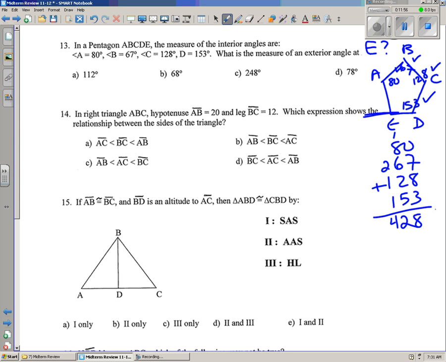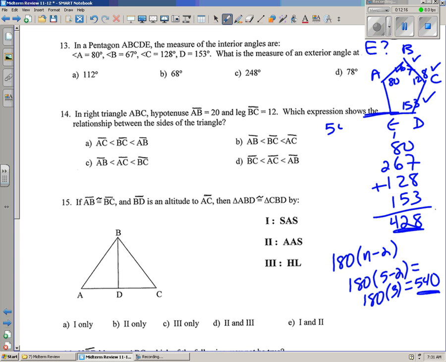Now, the sum of all the interior angles is 180 times n minus 2, which for a pentagon would be 180 times 5 minus 2, which turns out to be 180 times 3, which is 540. So we're going to take these two numbers and subtract them. So 540 minus 428 turns out to be 112.